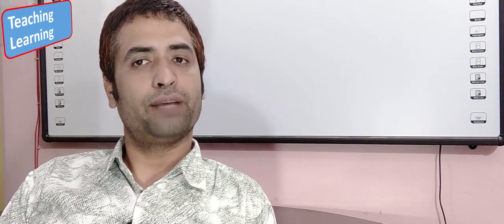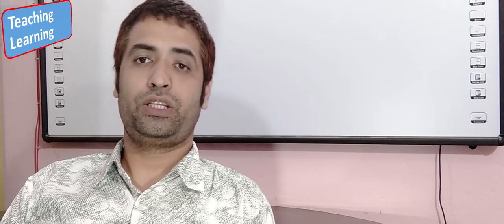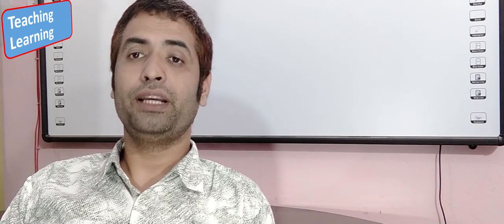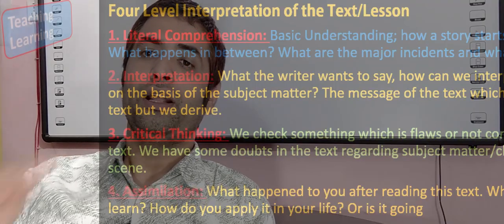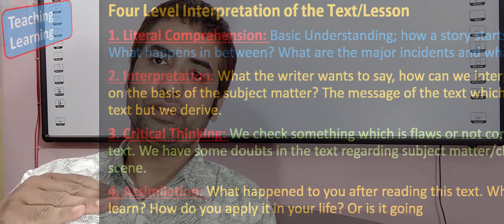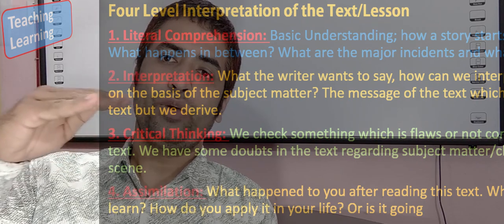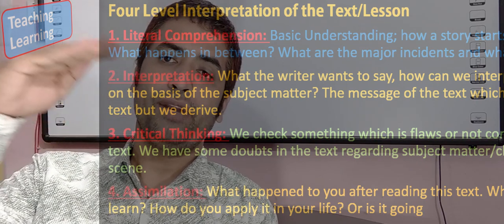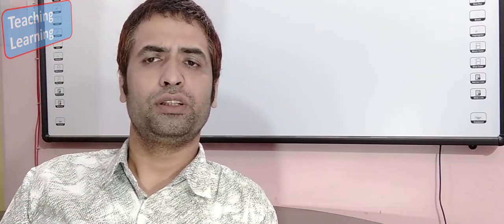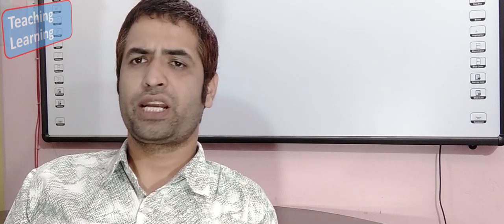Before analyzing this poem, let me talk about how we study the text here. We study the text, the lessons, at four different levels. Level 1 is literal comprehension. Level 2, interpretation. Level 3, critical thinking. Level 4, assimilation. Whenever we study something, we should go through all four levels. Only then can we understand the text 100%.